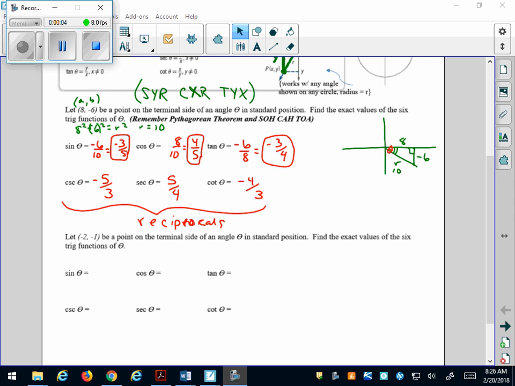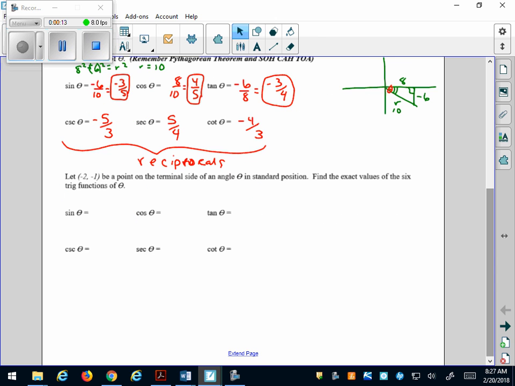Okay. So I just decided that it might be a good idea to record this since there's a lot of people absent. So they sort of missed the example, but let's do this one out so we'll make sure everybody's on the right track.